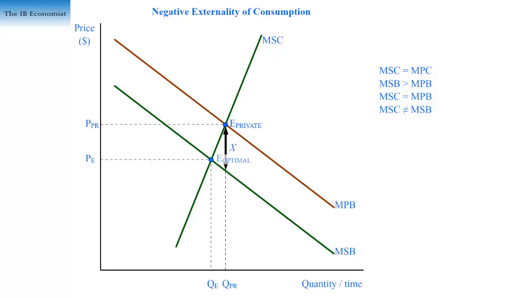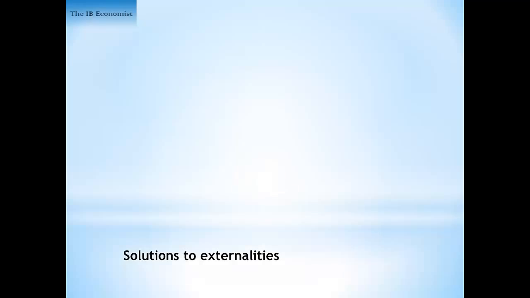We can also show the deadweight loss to society as this yellow shaded rectangle that starts from the private equilibrium, goes vertically down, and then the other angle is at the optimal equilibrium point. Luckily, there are solutions to each of the four types of externalities, so let's have a look at them.